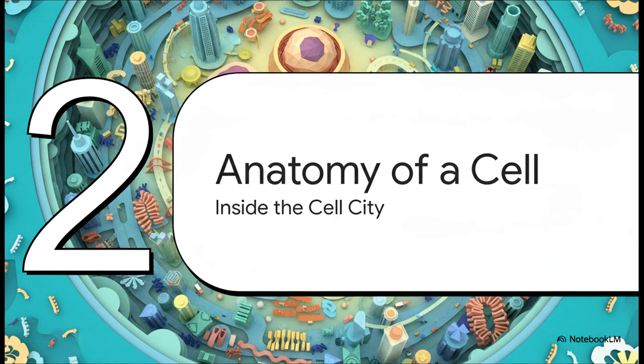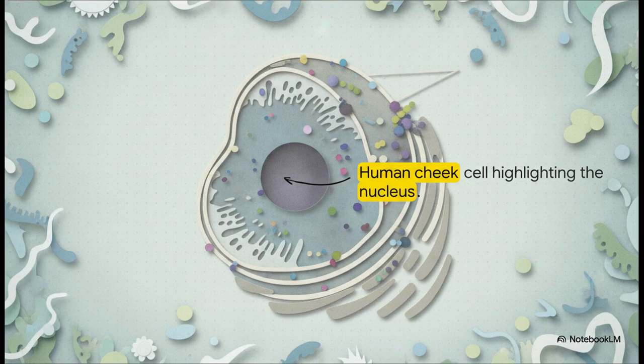Moving right along to section 2, anatomy of a cell. Let's see what's inside. Zooming way into the microscopic level, take a look at this human cheek cell. It's got this thin outer cell membrane keeping the whole shebang together. But I want to draw your attention to that dark central structure, the nucleus. And surrounding the nucleus is this jelly-like stuff called cytoplasm.